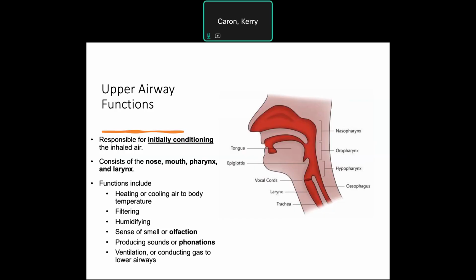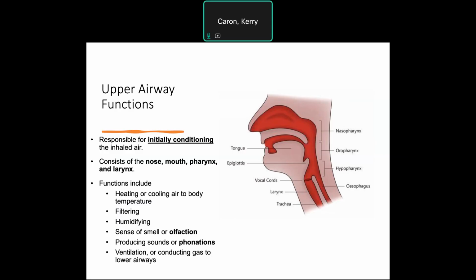Okay, so that's a good overview video. So let's get down to the anatomy. The upper airway: we're going to talk about the parts and their functions. So the upper airway conditions the outside air. We're trapping particles, we're warming the air, and we'll get into the functions in a second, but it's composed of the nose, the mouth, the pharynx, which has subsections, and the larynx.